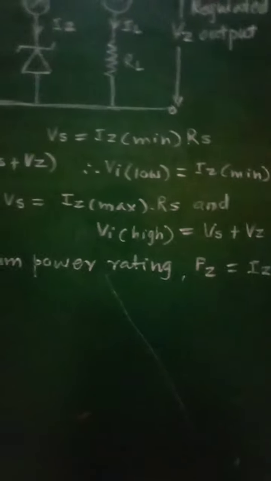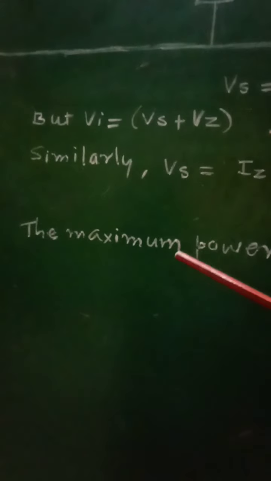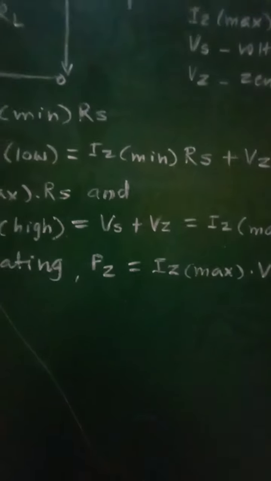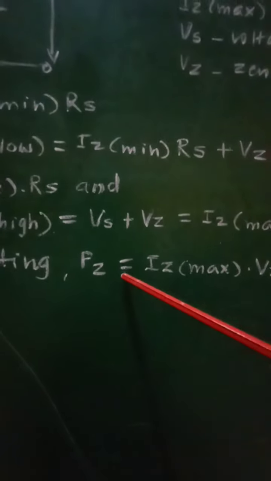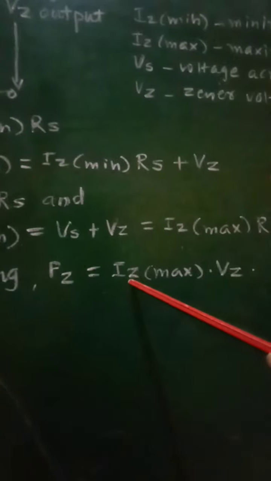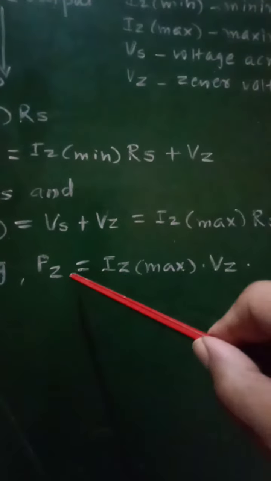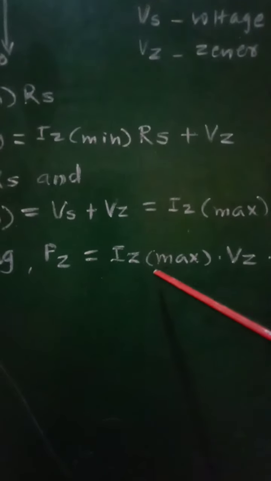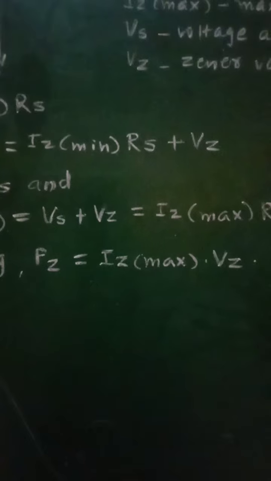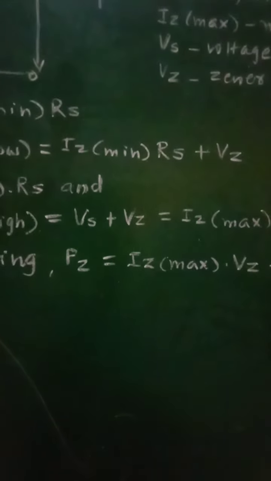Similarly, the maximum power rating of this Zener diode regulator will be given as Pz, and as power is the product of voltage and current, Pz will be given as Iz max into Vz. That will be the maximum power rating of that regulator.